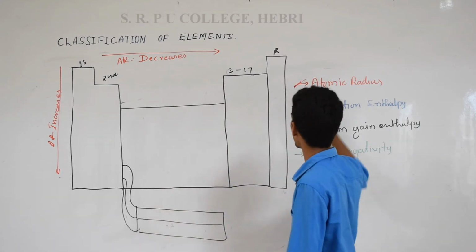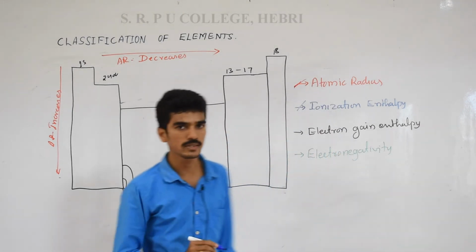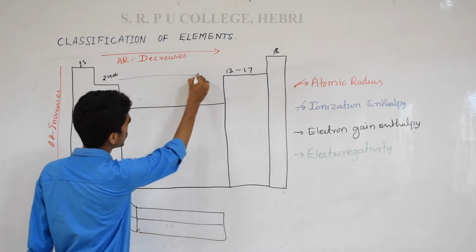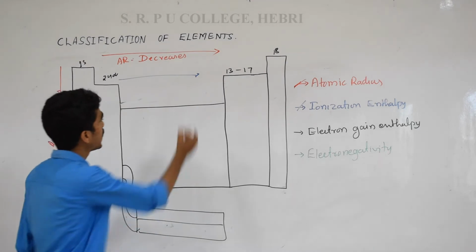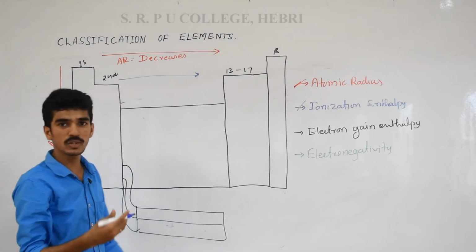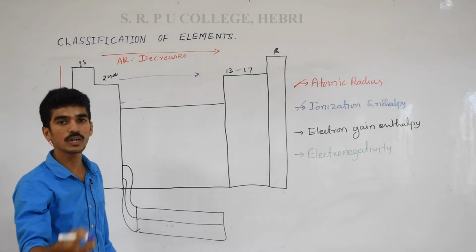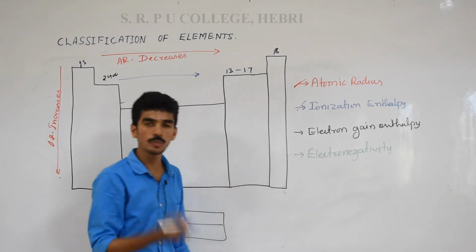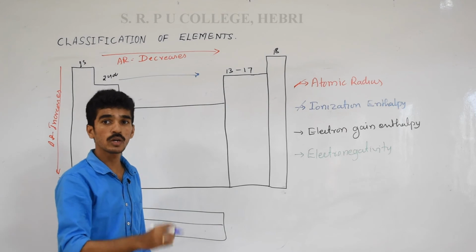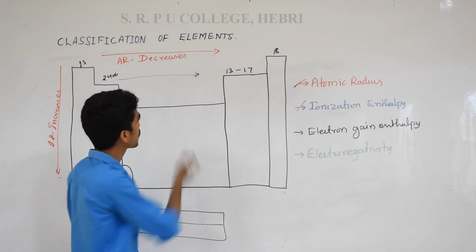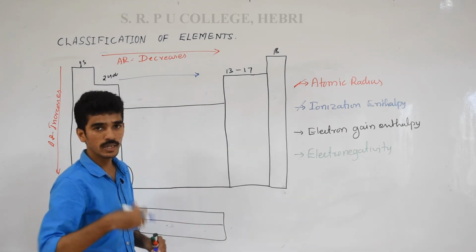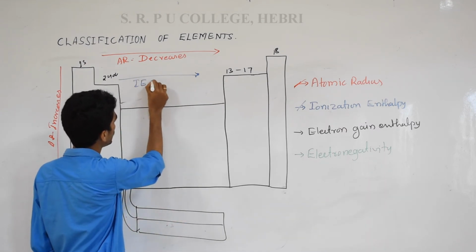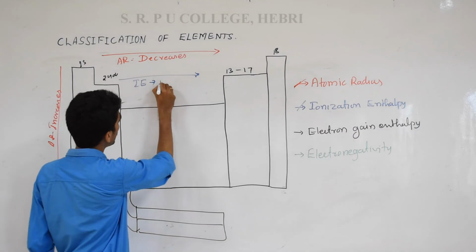Next we'll move to ionization enthalpy. First, across the period, what happens? Across the period, effective nuclear charge increases, so removal of an electron is difficult. Ionization enthalpy is the minimum amount of energy required to remove an electron. When the size is smaller, what happens? More energy must be supplied. So ionization enthalpy increases.